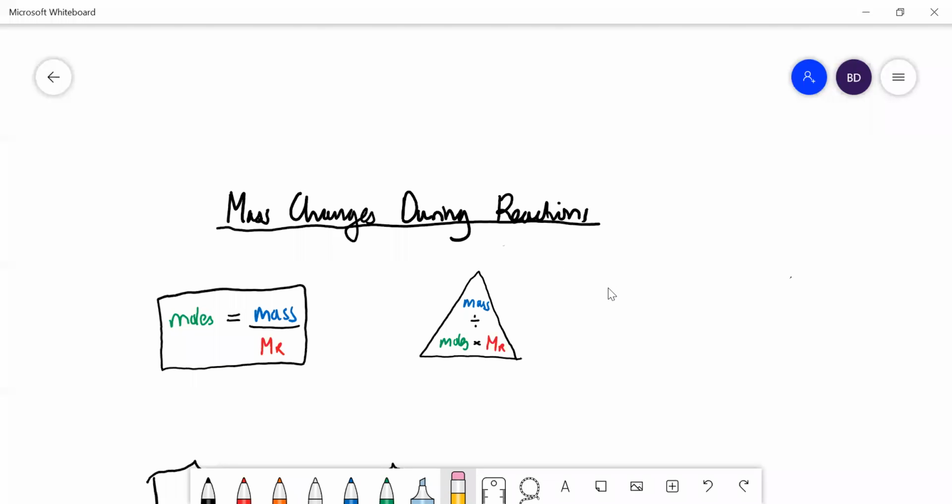Okay, we're going to look at mass changes during reactions here. There's a couple of lines in the AQA specification, and it fits in nicely with reacting mass calculations and a bit of experimental work. So we'll have a look at this.